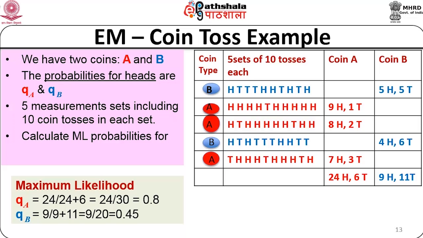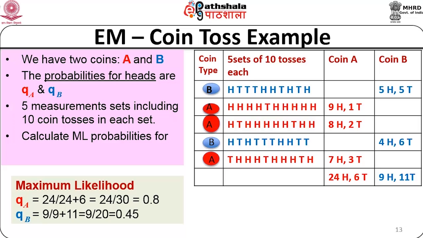Similarly, if you take the second set, the third set and the fifth set, all three are red. So we know that a red coin is tossed, and the total is 24 heads and 6 tails. So 24 by 24 plus 6, that is 24 by 30, which is 0.8. So the probability of heads coming when a red coin is tossed is 0.8.